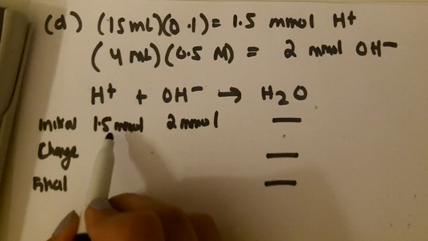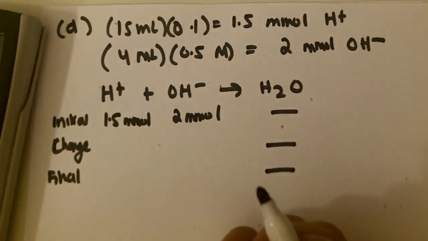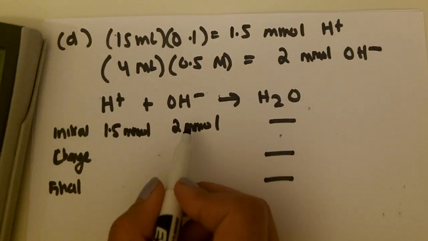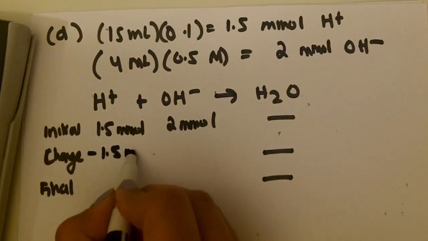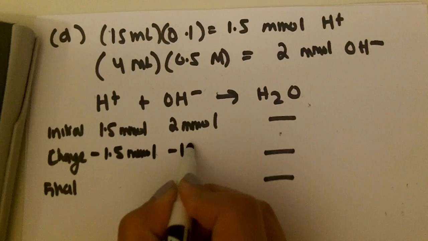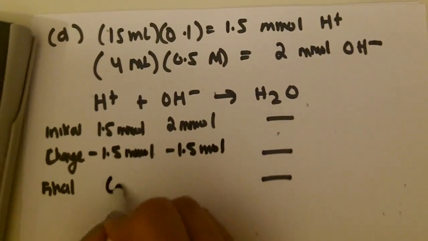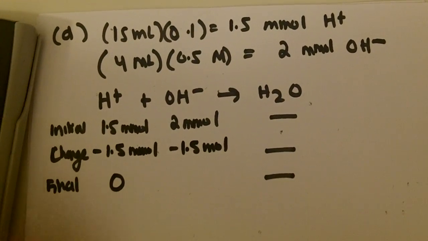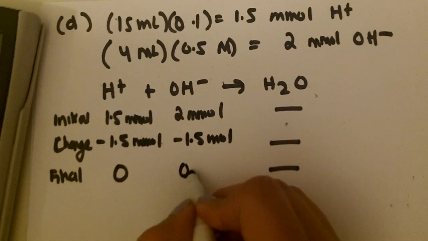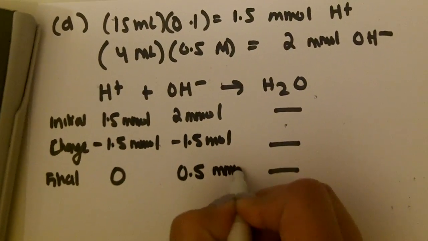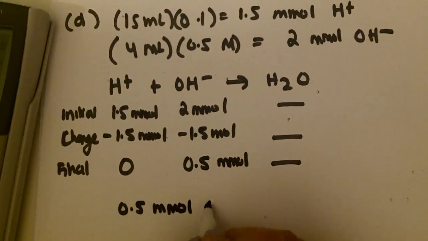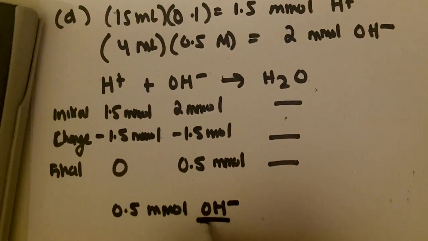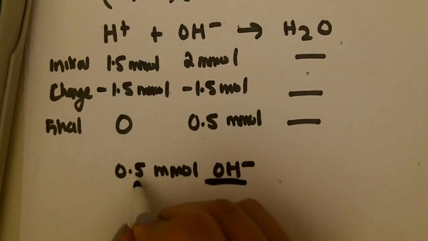Since H+ is going to be the one that's used up, and the base is going to be in excess, we subtract 1.5 from both, and we get 0.5 millimoles of the base left. Now this is important. This is when it's important to write down what we have. We have OH minus 0.5.